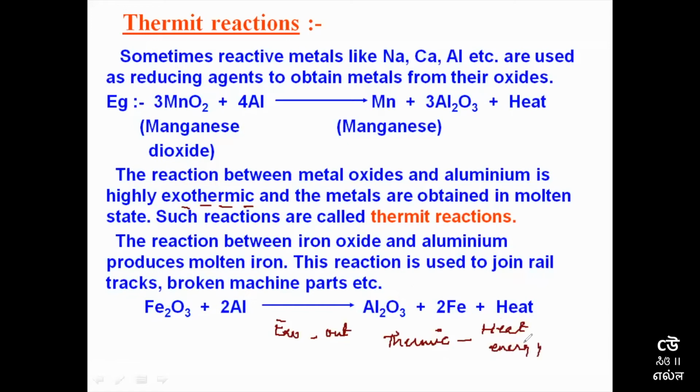So those reactions where heat energy is given out after the reaction has taken place would be called exothermic reactions. And the metals that are obtained in the molten state because so much heat is involved, these types of reactions are called thermit reactions. Lastly, the reaction between iron oxide and aluminium produces molten iron. This reaction is used to join railway tracks, broken machine parts, etc.